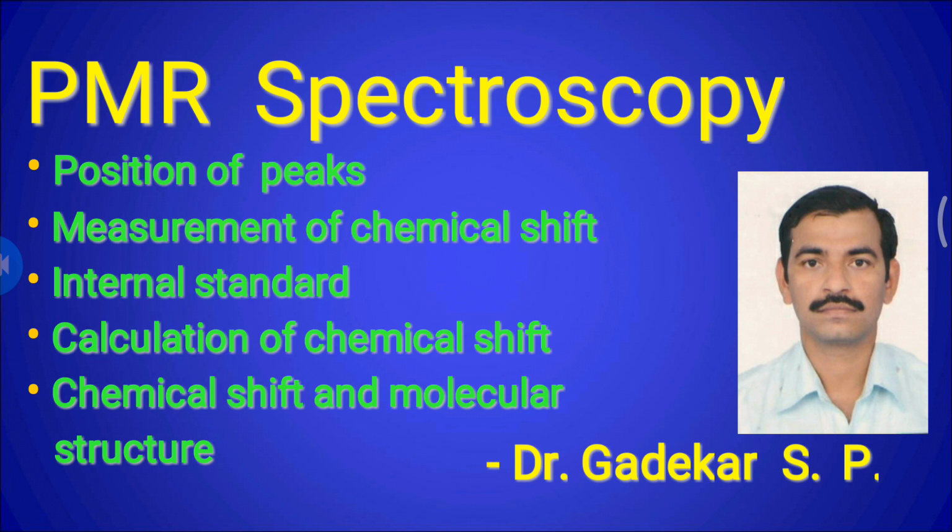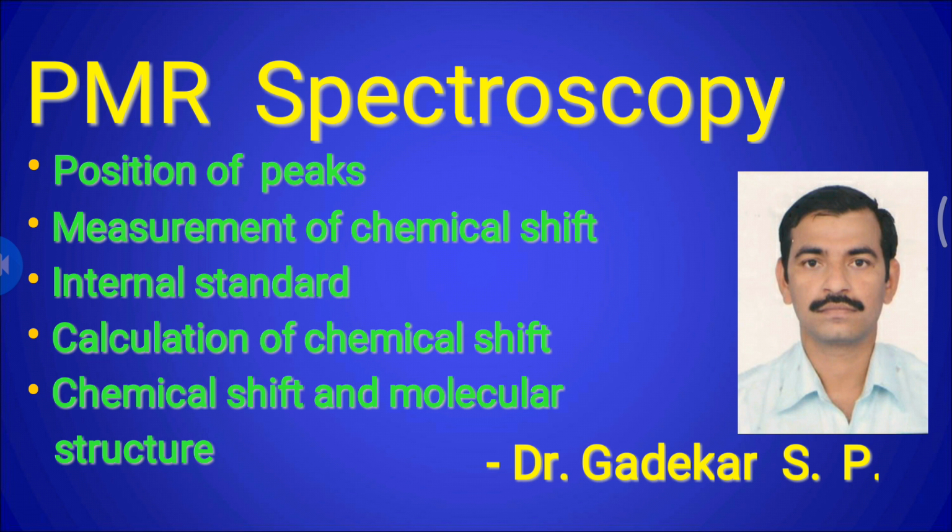Then we discussed the number of PMR signals produced. The number of PMR signals is equal to the number of types of protons. Chemically equivalent protons absorb the same magnetic field and energy, so they give a single signal.